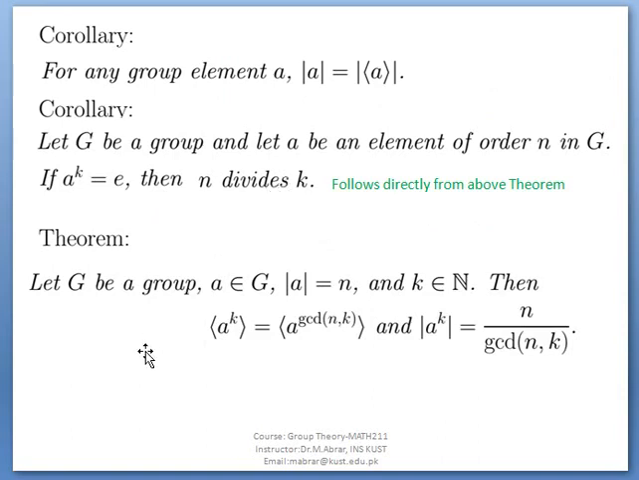There's another interesting property. We have a group, we take an element A from the group G. If we assume that the order of A is n, then what happens? Then the cyclic group generated by A raised to k and the cyclic group generated by A raised to the greatest common divisor of n and k, they are the same, and the order of A^k is actually n divided by the greatest common divisor of n and k.